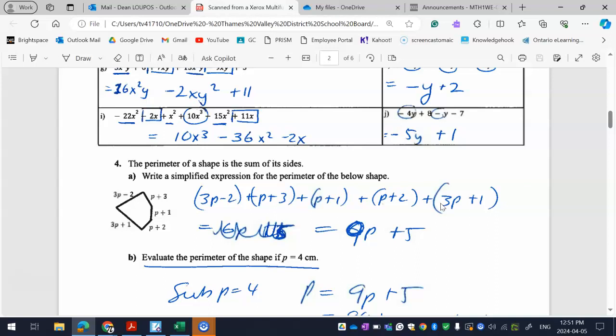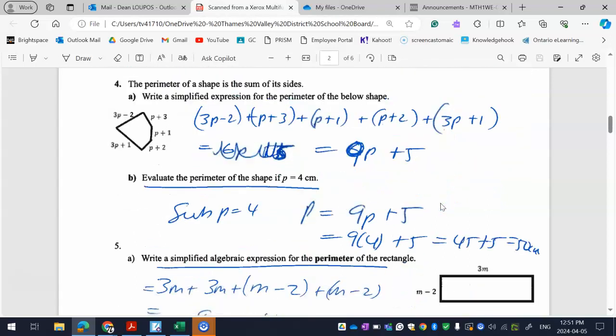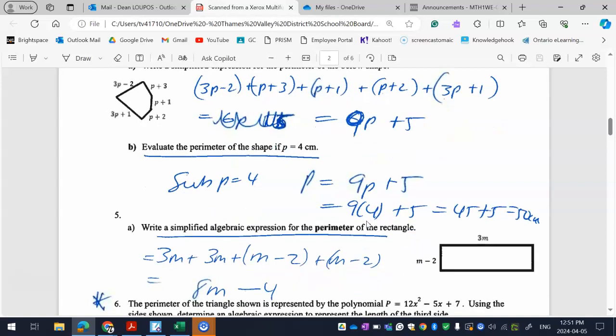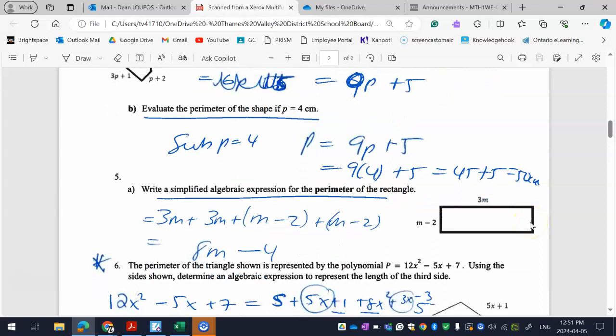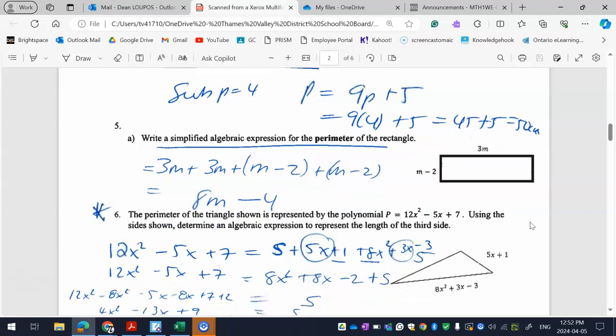So you don't need these brackets, but if you have them, that's great. And then you collect the terms to get that, and then sub in 4 for p. So once it's been reduced here, take the 4 and put it into everywhere you see a lowercase p. So it's 9 times 4 plus 5, and that's 50, and that's in centimeters. They're a little cut off there, but that's your perimeter.